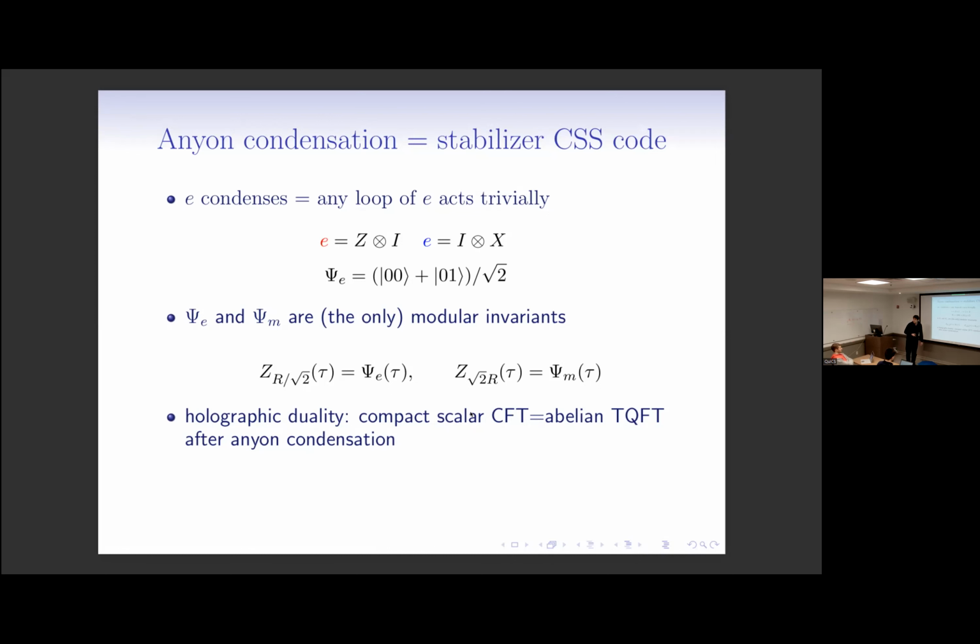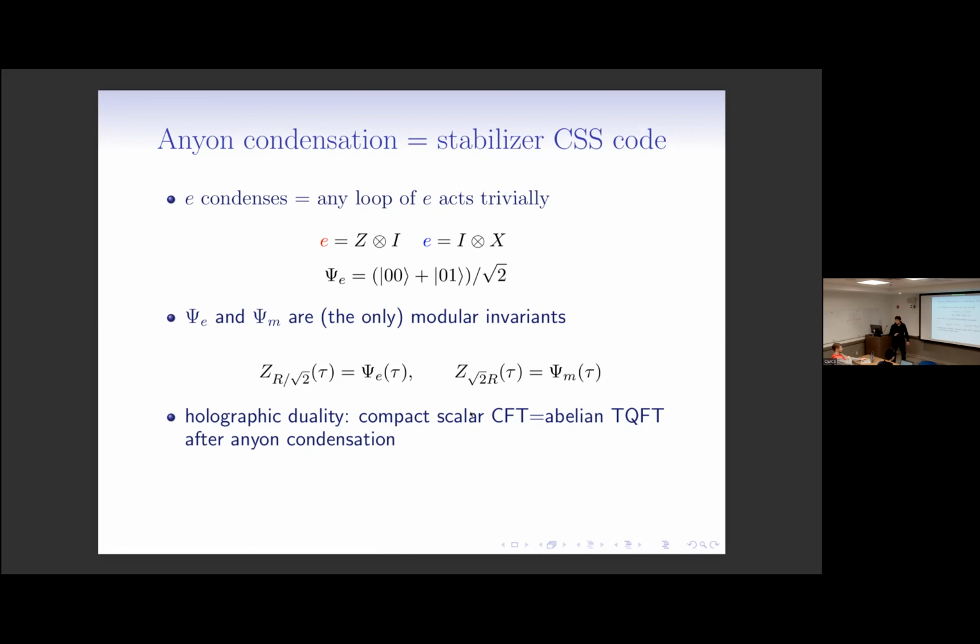This is a stabilizer state of the E anion. It means that this is a state on which the E anion is acting trivially. And I will say that I condensed E anion. Okay? This quantum code, you can see, and we will see it later, it's not just a stabilizer code, it's a CSS code, which is produced from certain classical code. Okay, we will see that later. Maybe you'll already see it, but we will see it later on.